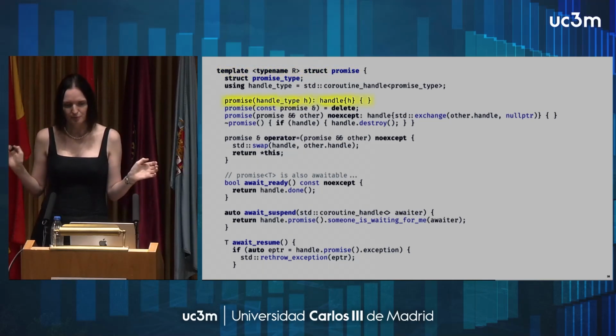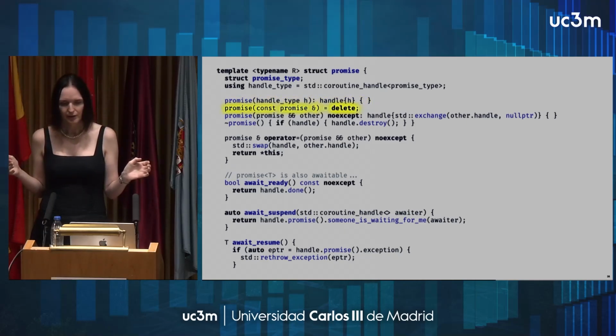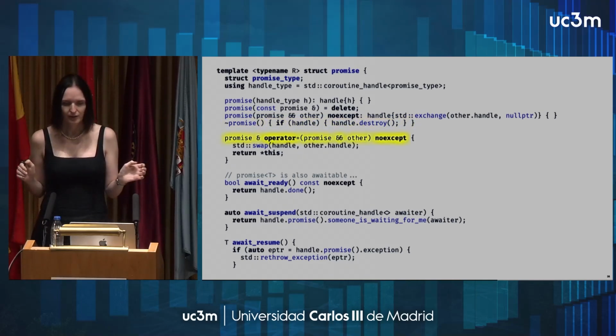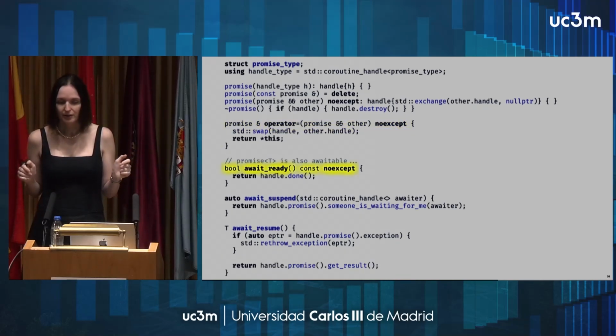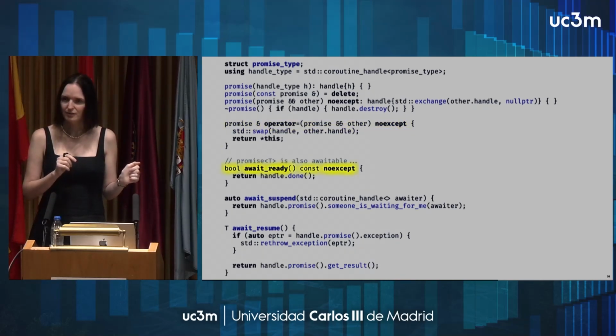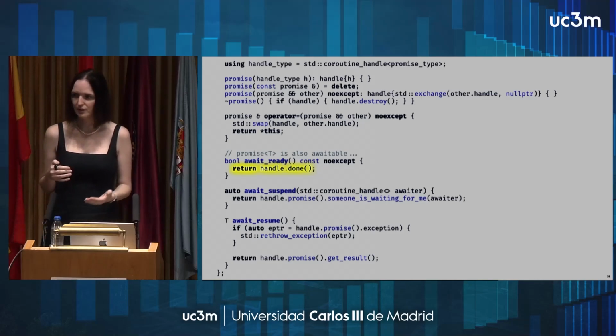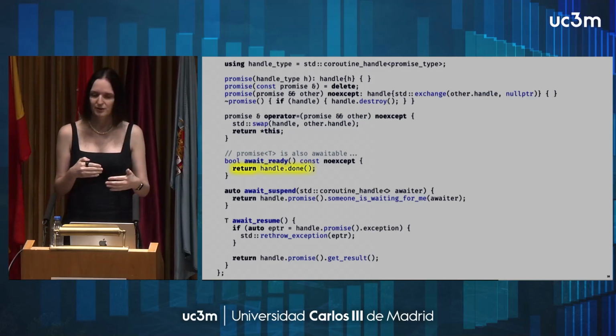So promise, it can be built from the handle. It can't be copied, but it can be moved. It can be destroyed if it wasn't moved. You can assign it. You can await on it because promise in an asynchronous environment is also awaitable. So you can actually await on something you are downloading. So if my coroutine is finished and I return from something, it's done and it's ready. So it won't need to be suspended. I won't need to suspend. I can just continue, in the image I showed you before.